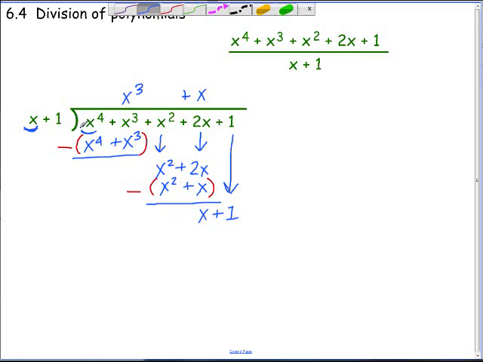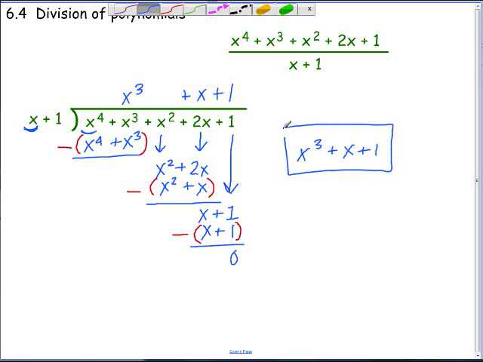How many times do we need to? This one's going to work out very nicely, isn't it? 1 times x, 1 times 1, and we subtract that. We get the very sweet result of a remainder of 0. So our answer here, with a remainder of 0, means that it factored evenly. And we could write this, if we were talking about factoring, as this binomial and this trinomial are the factors of this expression here.